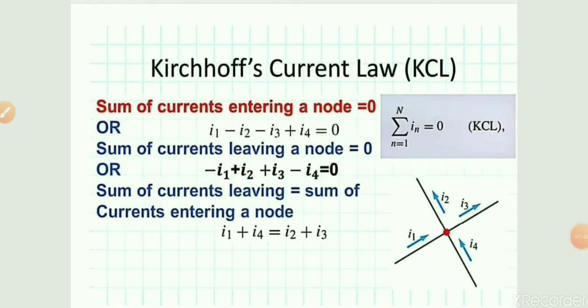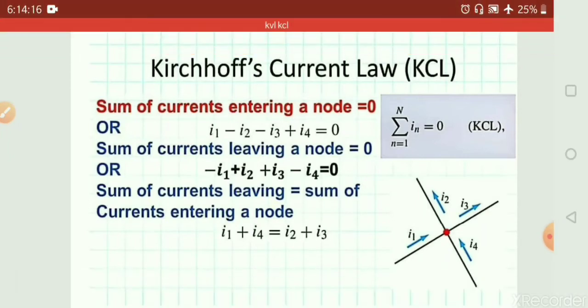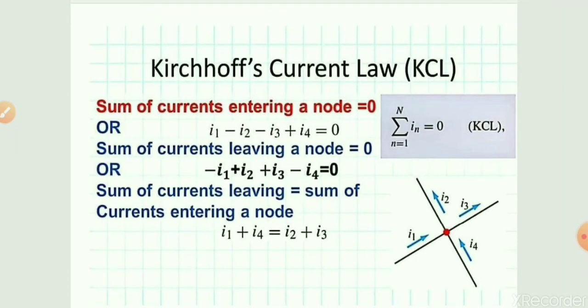Now at first I will explain KCL, Kirchhoff's current law. Kirchhoff's current law, or KCL, for network analysis is also known as Kirchhoff's first law. According to KCL, the algebraic sum of all the branch currents at a given node is 0, at all instants of time.